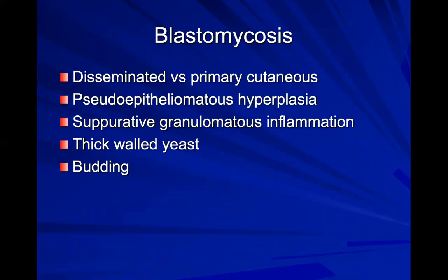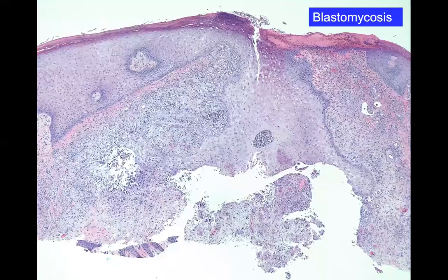Even if your special stain is negative, even if your tissue culture is negative, I would pursue that to the end or treat it empirically. The only other case where you might have suppurative granulomatous inflammation in the skin commonly that we see would be like a ruptured cyst. Okay, so here's blasto.